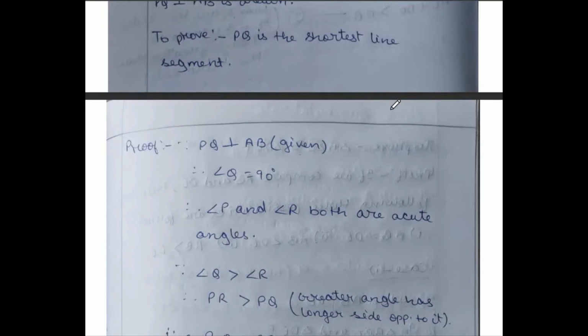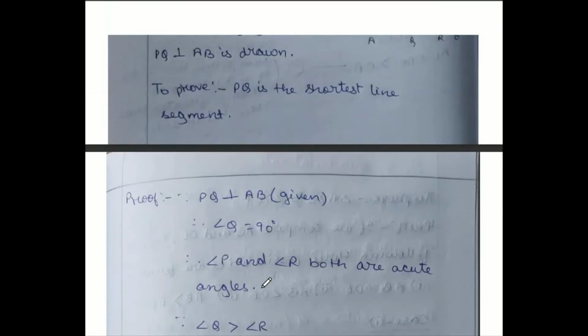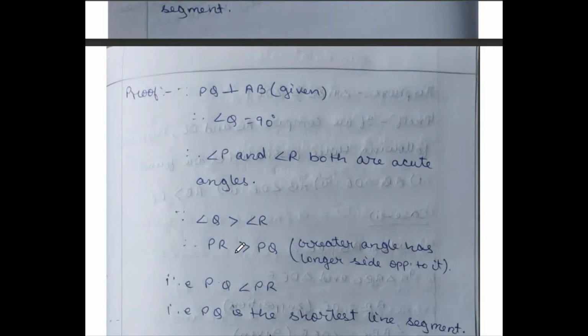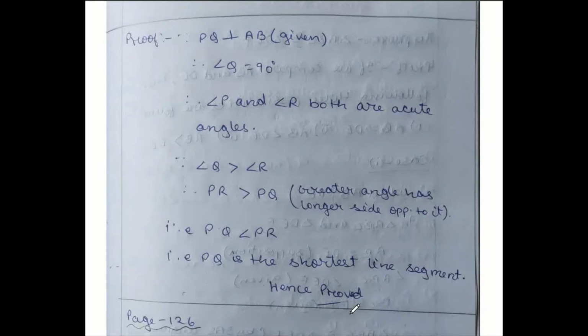And I have to prove PQ is the shortest line segment. Since angle Q is greater than angle R, look at the sketch, Q is opposite PR, R is opposite PQ. PR will be greater than PQ, because you know that the greater angle has the longer side opposite to it. Since PR is greater than PQ, PQ should be smaller than PR. So compared to PR, PQ is smallest. That shows PQ is the shortest line segment, hence proved.